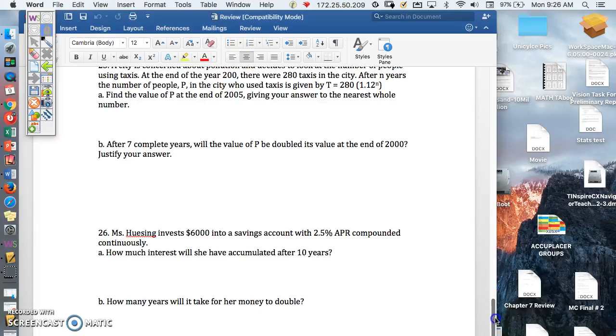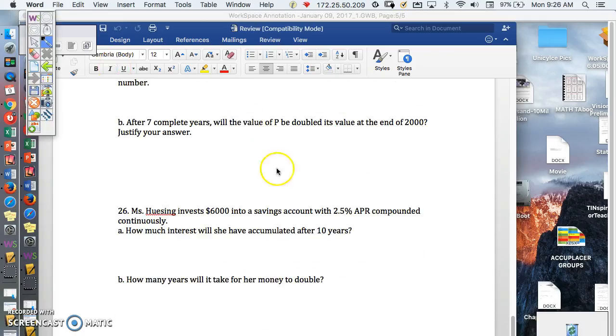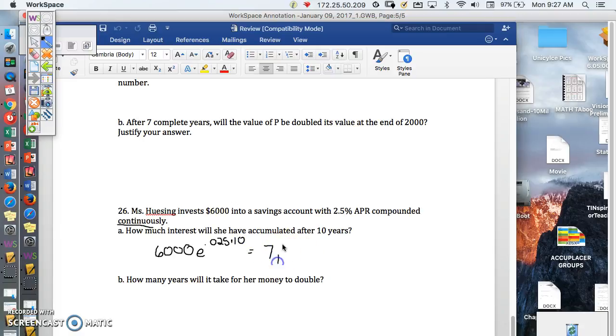And then this bottom one here. Marisa is saving money. She invests, it has 2.5% compounded continuously. How much interest after 10 years? Well, continuous is that one with the e. So 0.025 times 10. If we type that in, we get $7,704.15. So how much interest? She's earned $1,704.15. That's a pretty good deal.